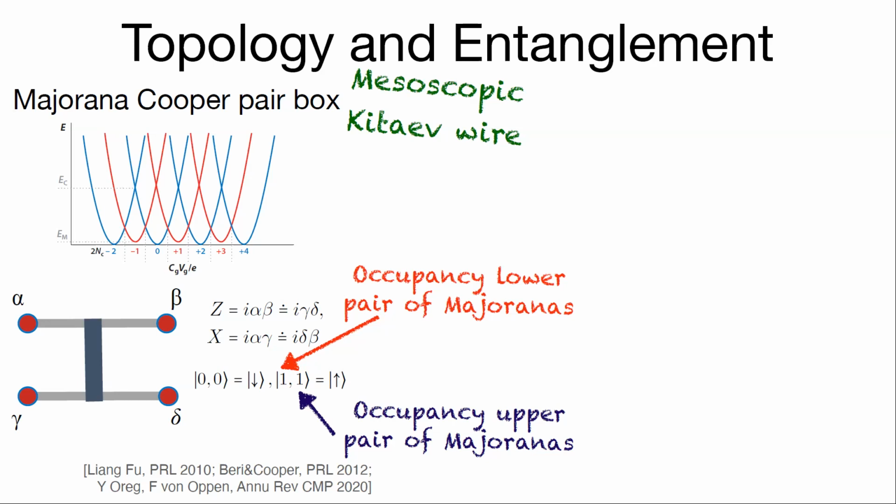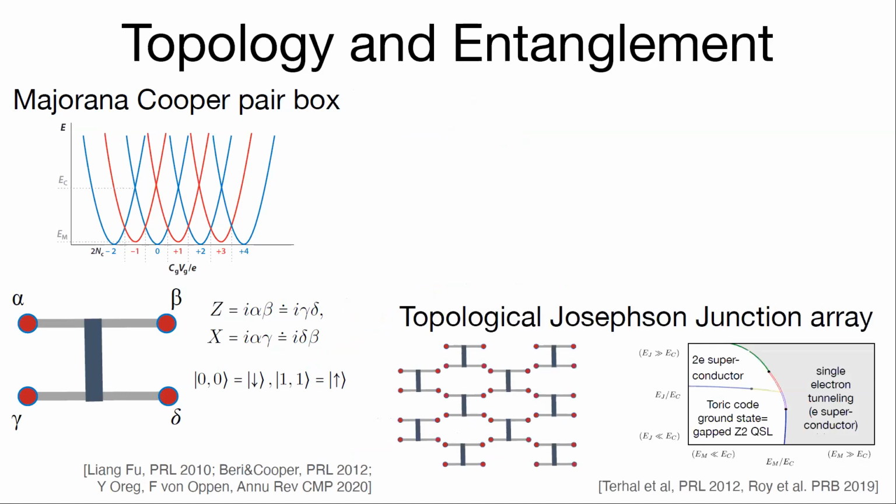These Majorana Cooper pair boxes can be used to build quantum spin liquids artificially. For example, if you put them in this array here, you create a topological Josephson junction array. Each island has a charging energy, called EC. You can hop from island to island, just a Cooper pair. This is just the usual Josephson junction. But there is also a hopping which is not a charge 2e transfer, but a charge e transfer. At which point, however, you have to change the parity on these islands.